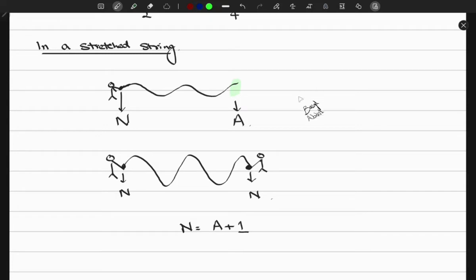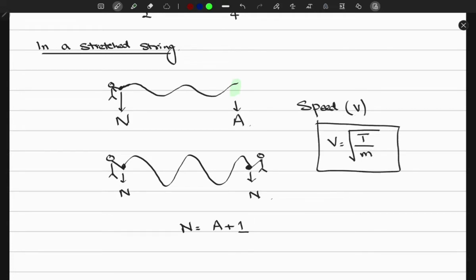Now we can talk about the speed of the wave in this string, which you can represent with v, and it is given as the square root of the tension in the string, when you're holding it from either one end or both ends, divided by the mass density. It is also known as the linear mass density. So that's how you can find the speed of the wave that is produced in this string when you oscillate it.